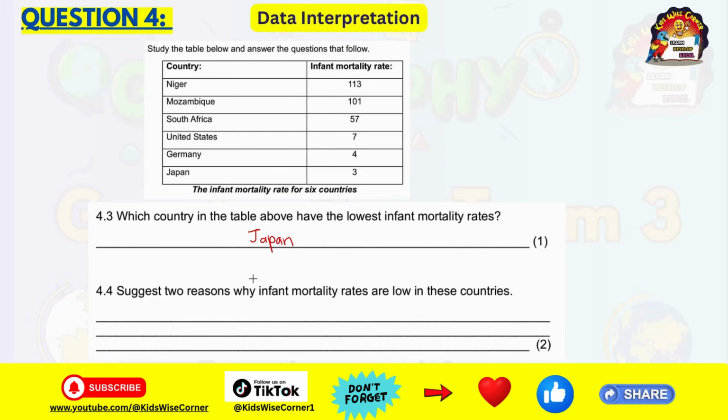4.4. Suggest two reasons why infant mortality rates are low in these countries. It could be they have excellent healthcare systems. You have good nutrition and living conditions.